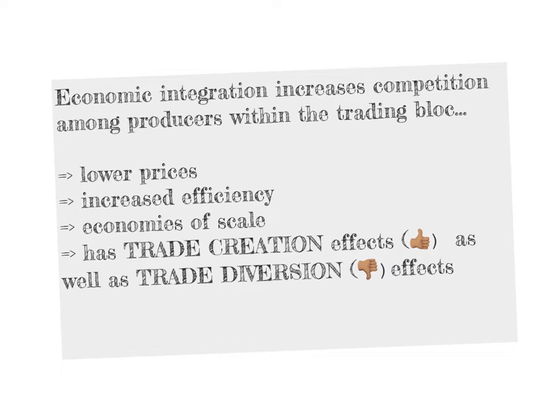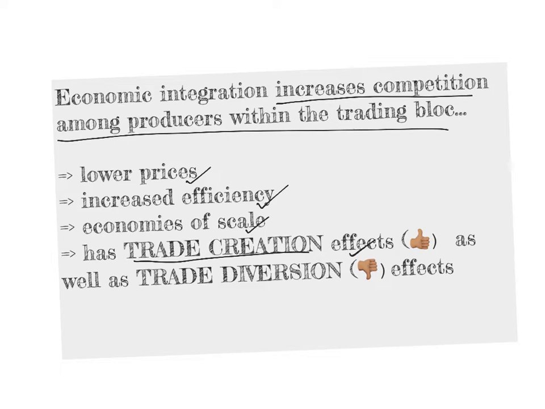Now, economic integration has the effect of increasing competition between the producers within the trading bloc. So any producers within this trading bloc will face increased competition. This could be a good thing because it could lead to lower prices for consumers and increased efficiency. It could also allow producers to benefit from economies of scale because they could access larger markets, and therefore this could lower their long-run average costs. It has trade creation effects, which are a good thing, but it also has trade diversion effects, which is a negative consequence. And I'm going to be talking about trade creation and trade diversion a little bit more.